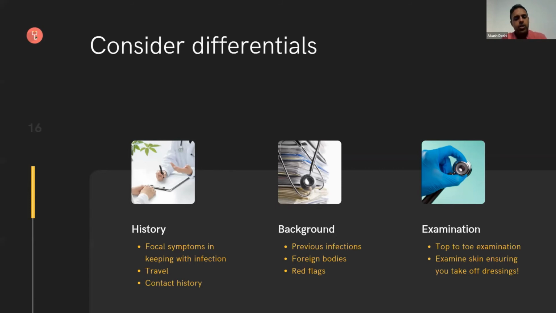In background, you want to know if they've had a previous infection, what antibiotics they required for it. Did they require antibiotics in hospital? Because that suggests either the resistance pattern needed that, or the patient was severe enough that they needed that, suggesting that this might happen again. Foreign bodies, as I said, and those red flags once again.